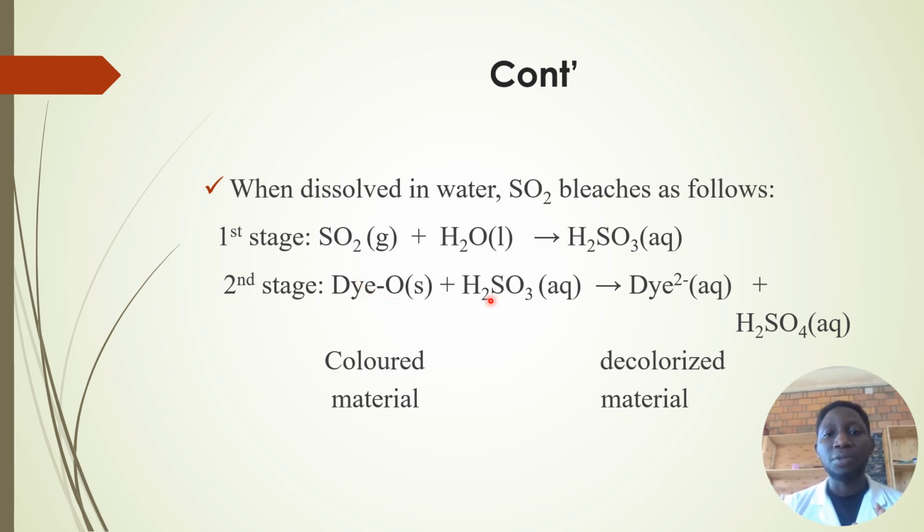When this meets with sulphurous acid, it produces sulfuric acid, where the color that we have at the beginning becomes colorless. To mean, here we have colored material, but in the product we have what we call decolorized material.